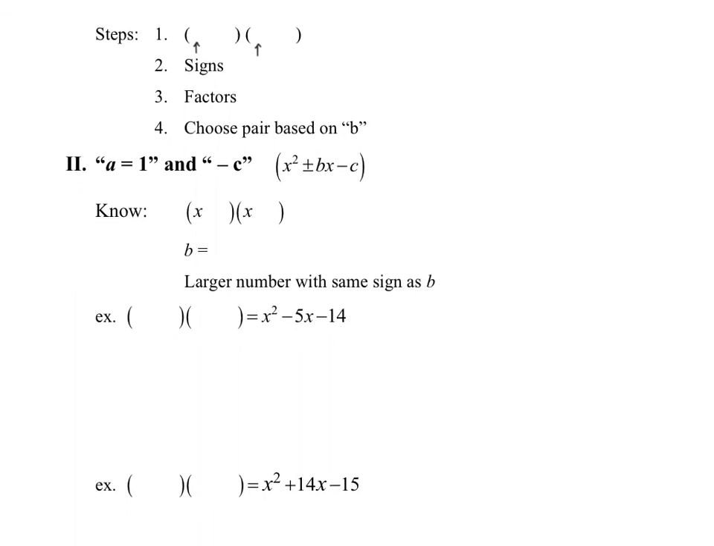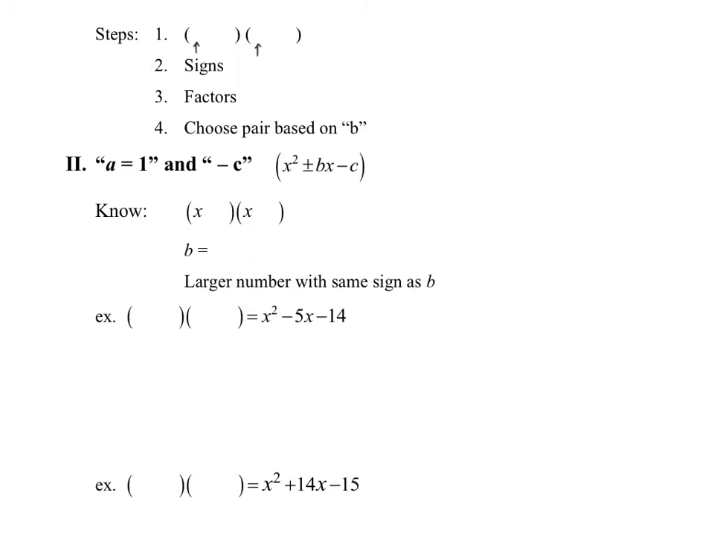And I have these in categories. So all of them are going to have a equals 1, because in this section we always have a 1x squared. And these are going to have a minus c. So we'll have a minus 14 at the end or a minus 15. It's always going to be minus some constant at the end of the trinomial.